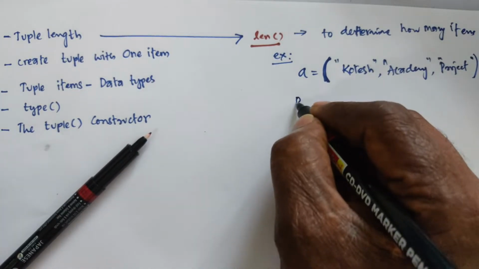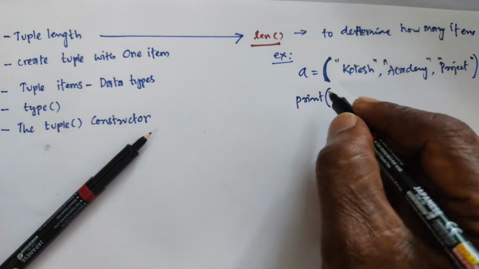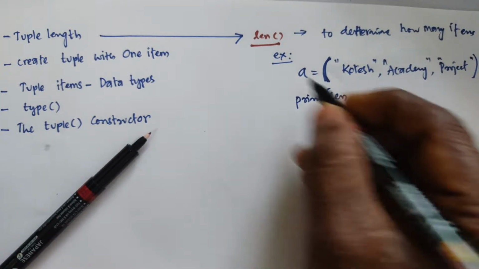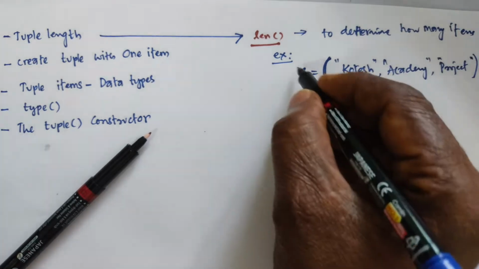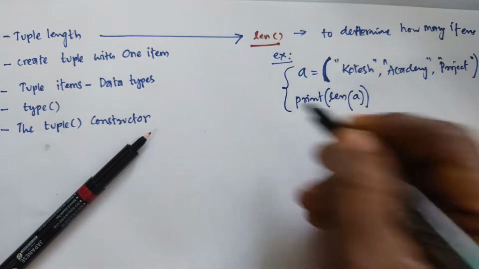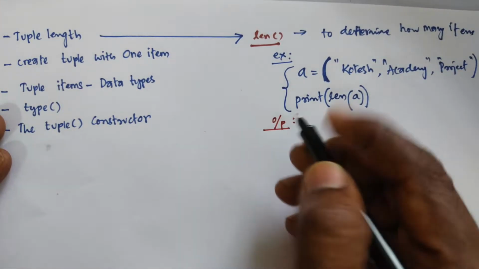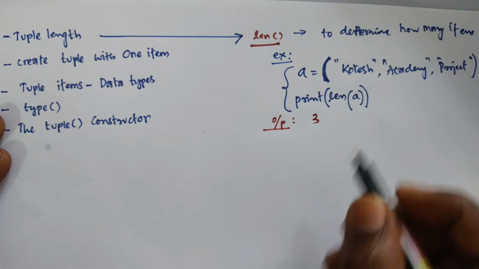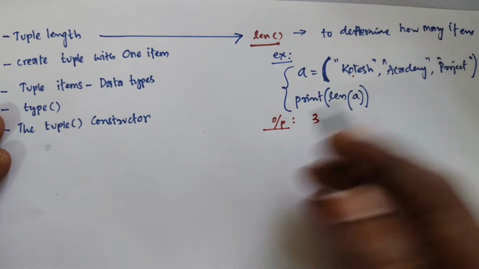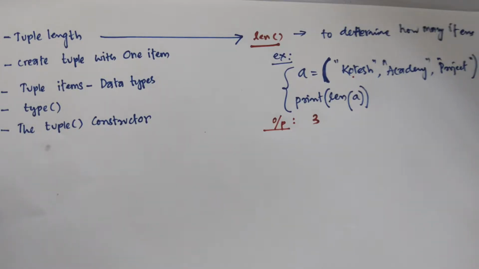Next, you write print of len, where len is the length of the variable you are counting, A. Okay. After execution of these 2 lines, we get the result 3. Why? Because here we have 1, 2, 3. This is the example for tuple length.